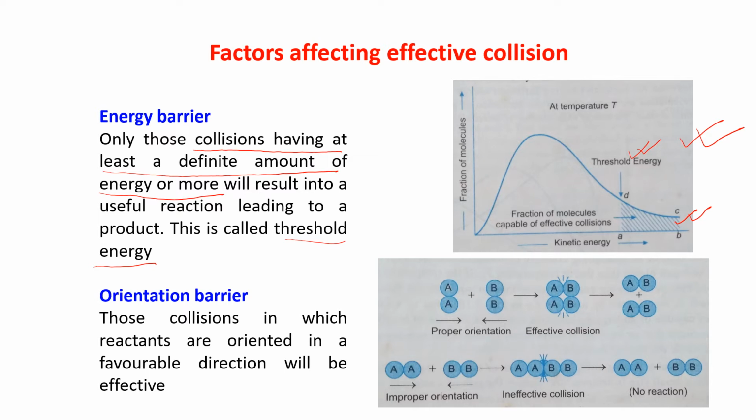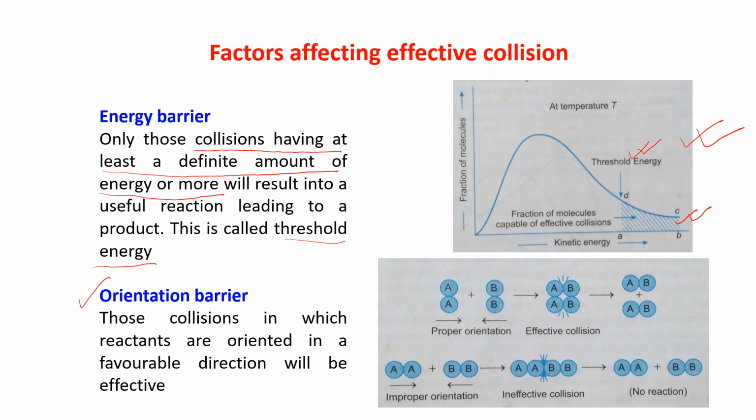This will increase with the increase in temperature. As you increase the temperature, the kinetic energy of the reactants will increase. So more collisions will take place, and because of the collisions, they will get energy. And if that energy is crossing that particular energy, that is the threshold energy, then they will give you the product. This is one, energy barrier.